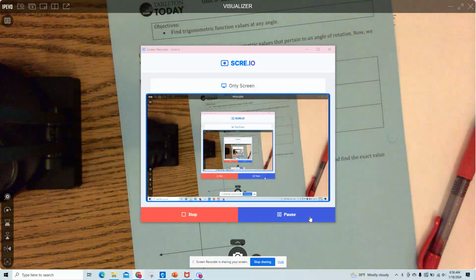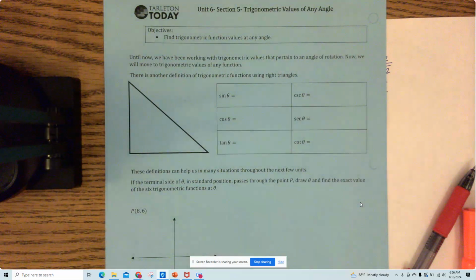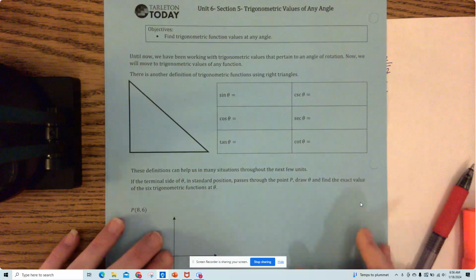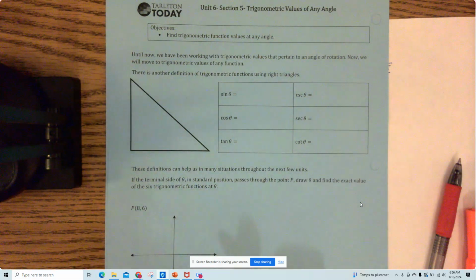All right, this video is for Unit 6, Section 5 notes. We're almost done with this unit. So we're going to be finding the trigonometric values of any angle. Until now we've been working with trigonometric values that pertain to an angle of rotation. Now we're going to move on to trigonometric values of any angle.